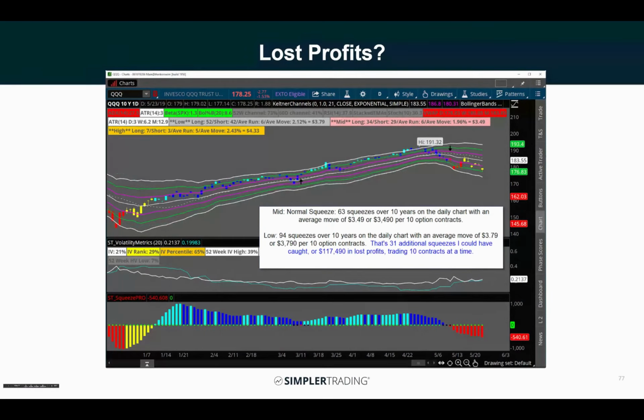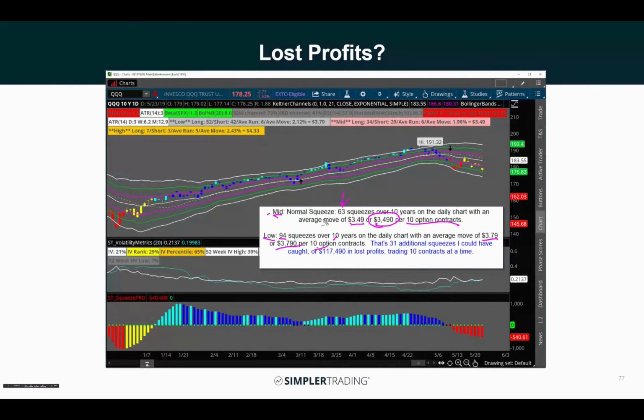So here's what I mean by lost profits. And this actually started to make me a little mad, a little angry in a reflective mode. So the normal squeeze over 10 years had 63 instances, okay, with an average move of $3.49. If you're trading 10 options per contract, that's basically an average of $3,490 per trade. On that black setting, there was 94 squeezes over 10 years with an average move of $3.79, or $3,790 over 10 option contracts.